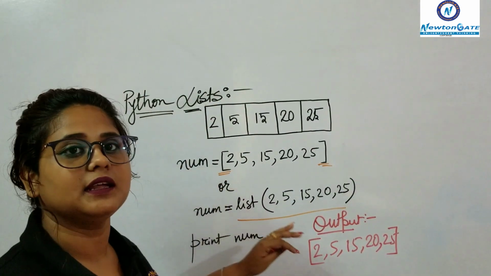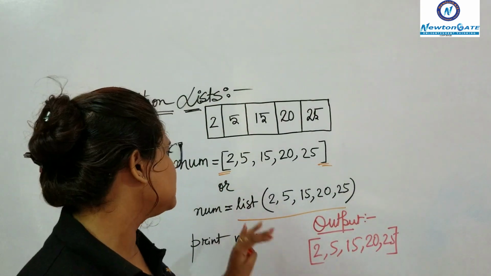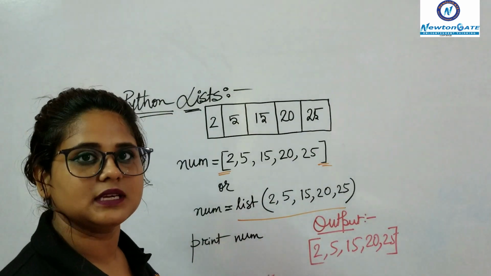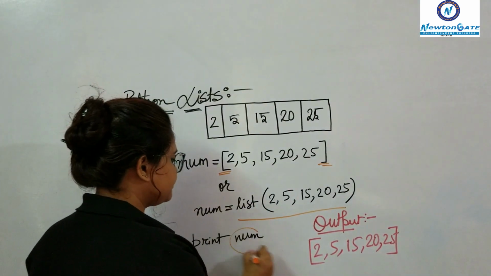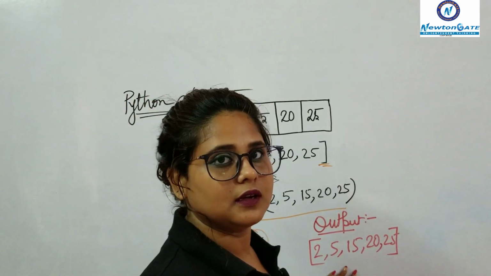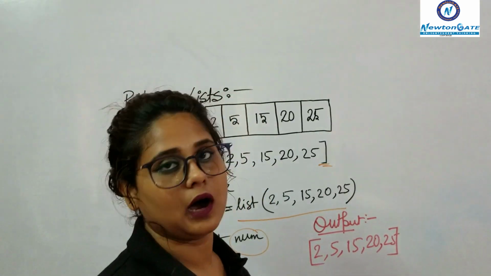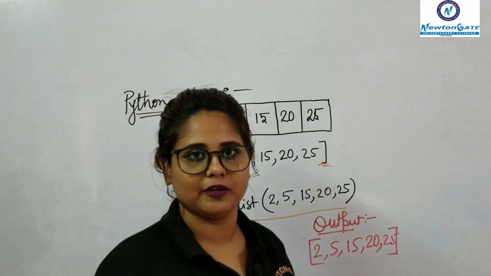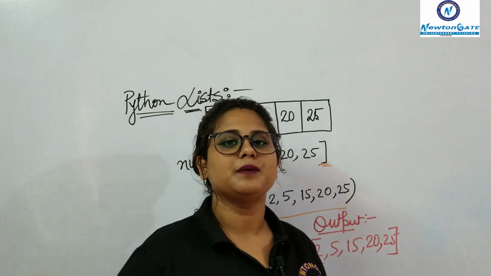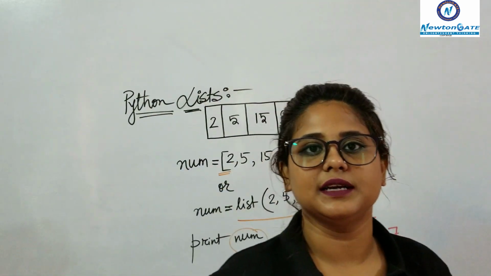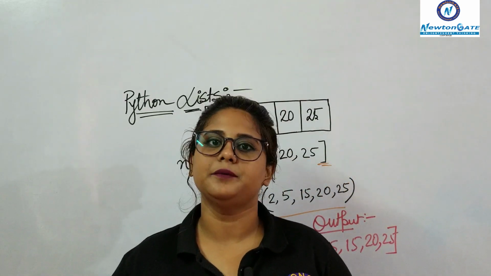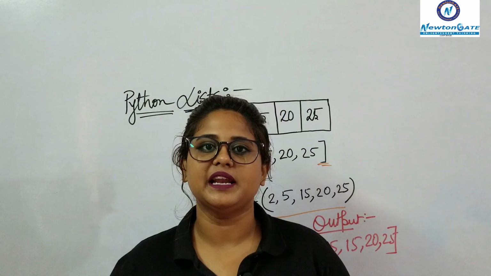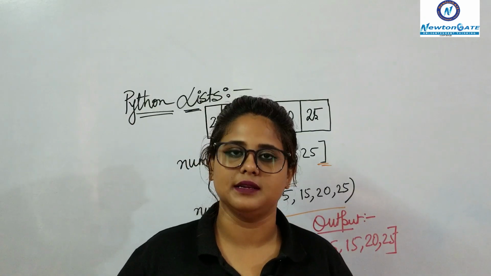This is my list constructor, okay? This is the way we prepare a list in Python. If we now print the num, this is our output, okay? If you print our num, this is the output the system is going to provide us. And Python lists can also contain more than one type of data in them. That means there can be multiple data types stored together in a list.